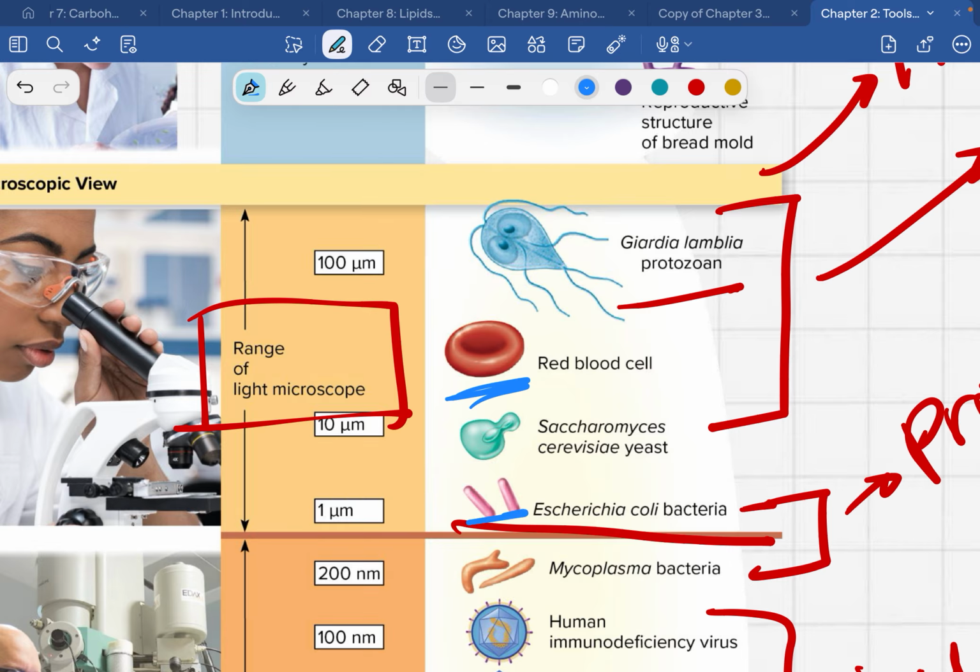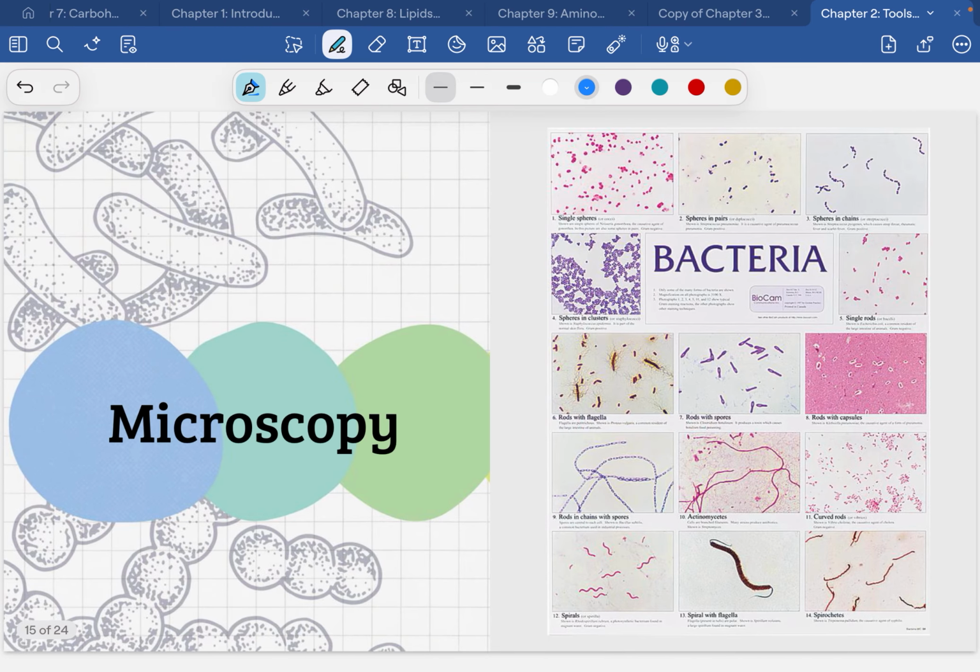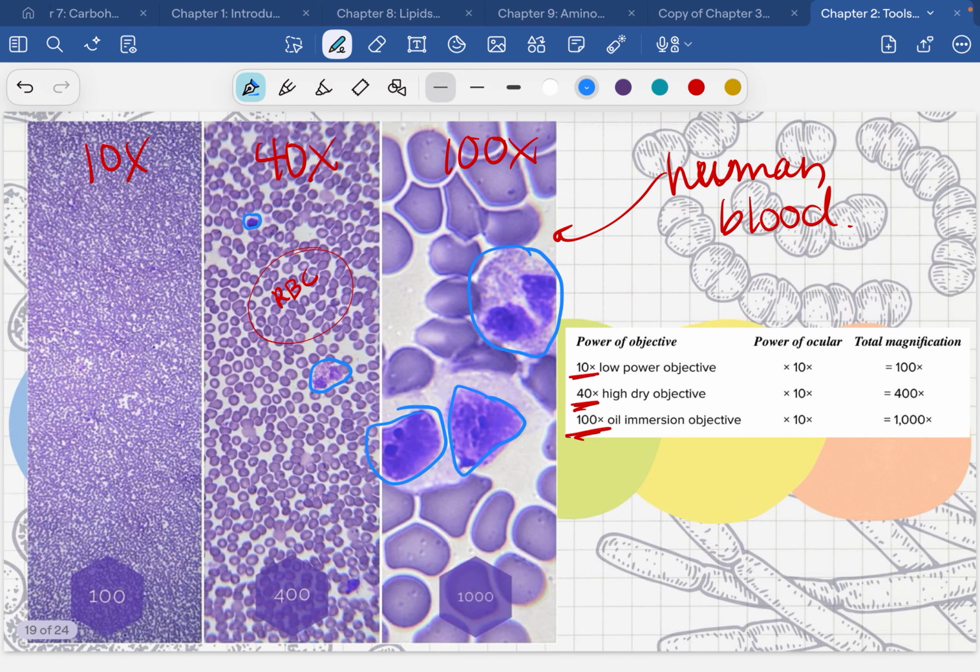Bacteria are going to be quite a bit smaller. So bacteria are going to look a lot different. Bacteria under 100x magnification look more like these. Okay. So you can't expect bacterial cells to be as big as human cells, but this is just an example to show you how much that magnification increases with the different lenses.